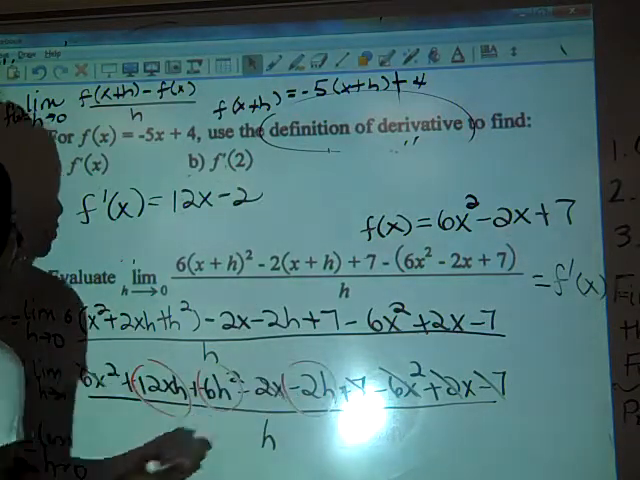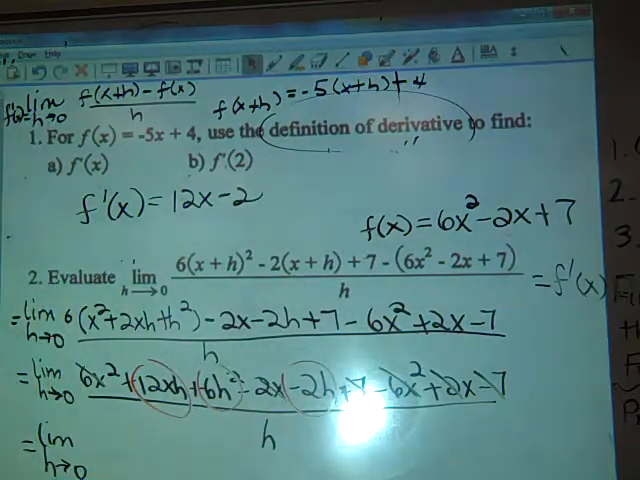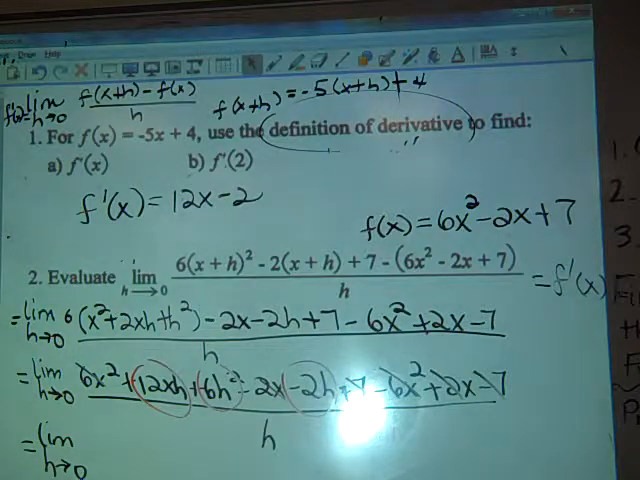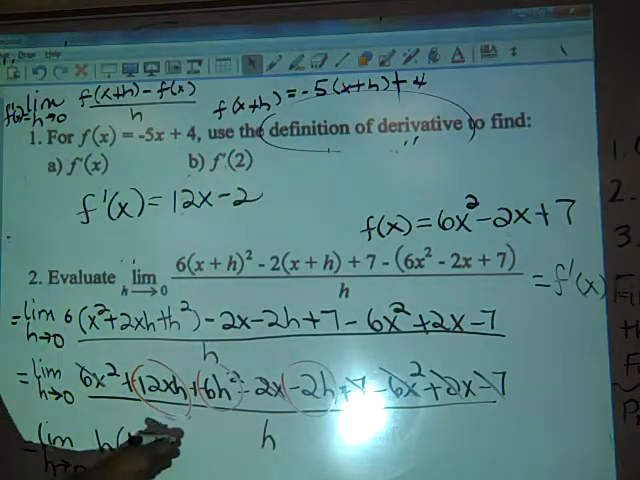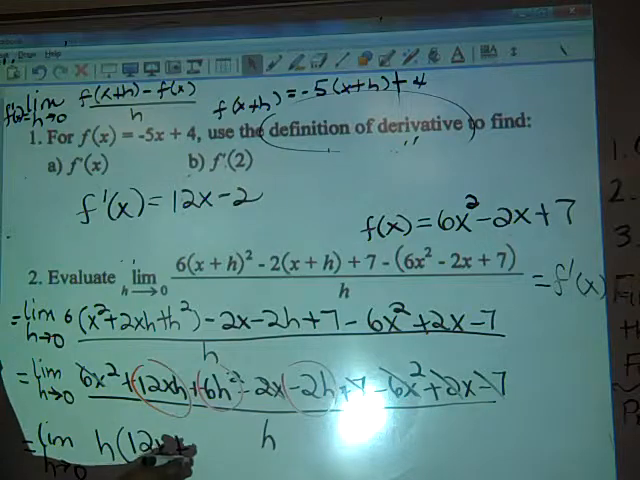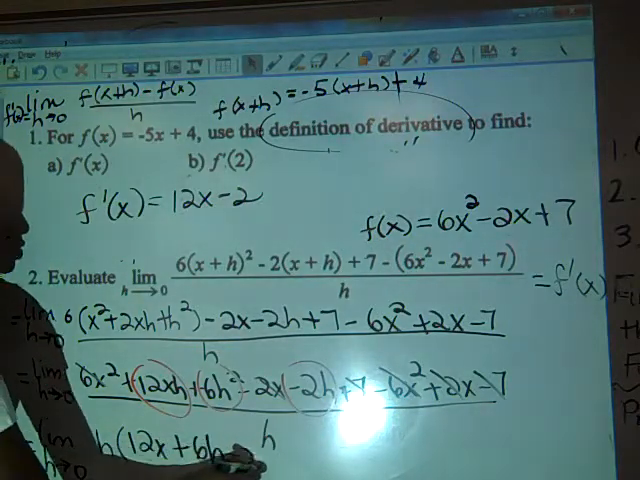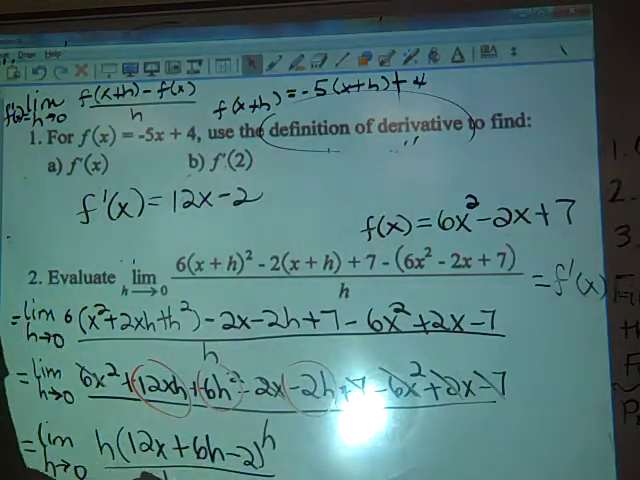This is what's left. Do we have an h in everything left in the numerator? Yes. So can we factor an h from each term left in the numerator? Yes. So if I factor an h to the front, what's left from this term? 12x plus 6h squared, we factor 6h out of it, 6h, minus 2, minus 2 all over h.